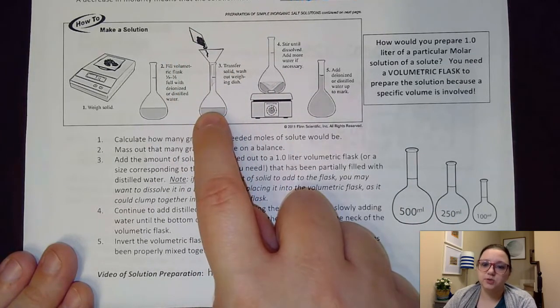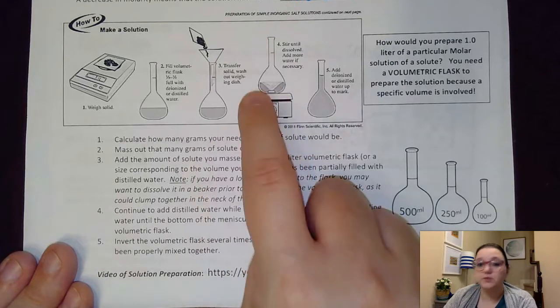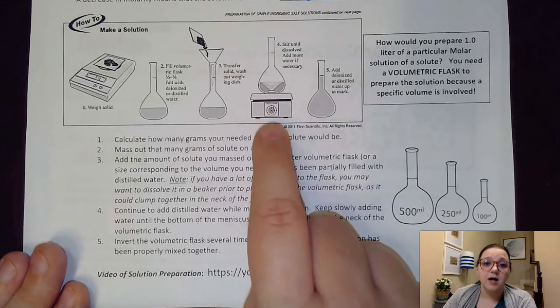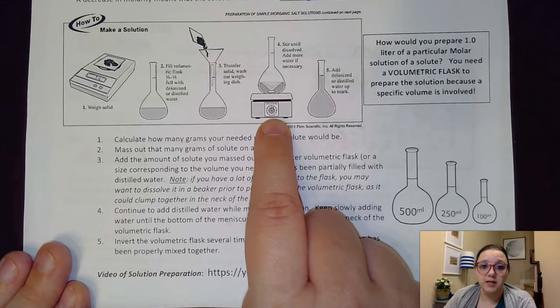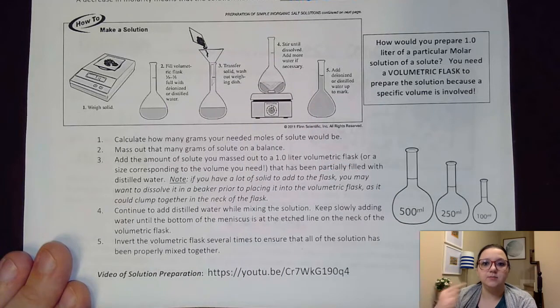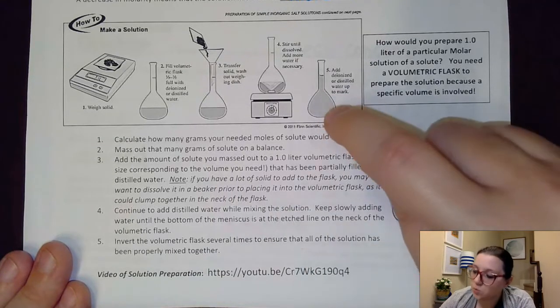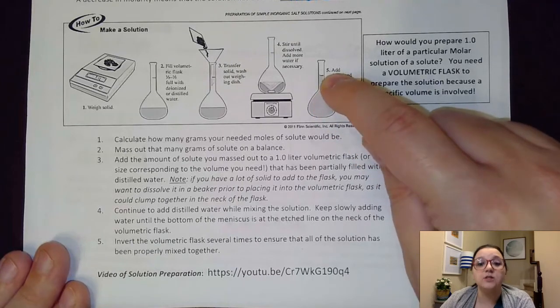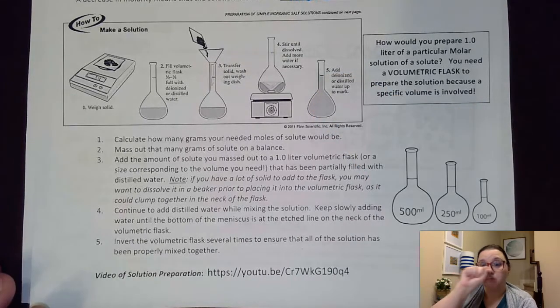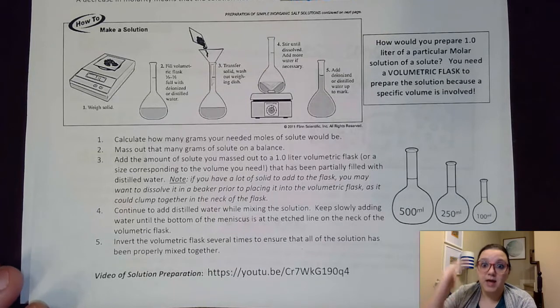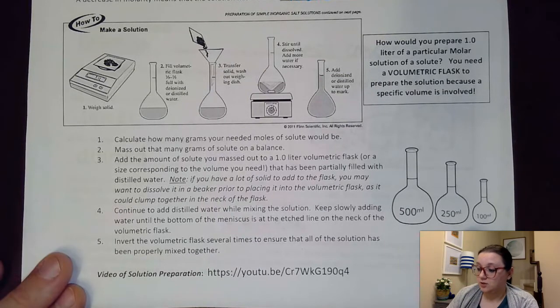So then what you would want to do is stir and mix that up. This is using what's called a stirring plate. It has a magnet that ends up spinning in order to dissolve that solution. And then once you feel like it's been well dissolved, you would continue to add water until it reached the etching, the lined mark on that neck of the volumetric flask. That tells you when you've reached that particular volume.